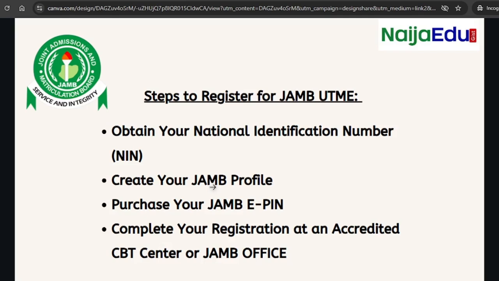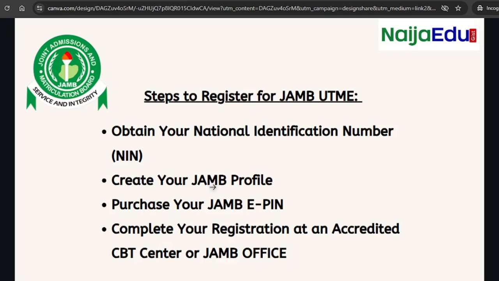So for you to get the pin, you can proceed to get it at any bank or any retailer outside that is JAMB accredited, probably also at any JAMB office or CBT center or any other platforms. You can also reach out to us on NAIJA EDU GIST via our WhatsApp number, which is 08124611631, and we'll be able to guide you through to help you get this e-pin to register.